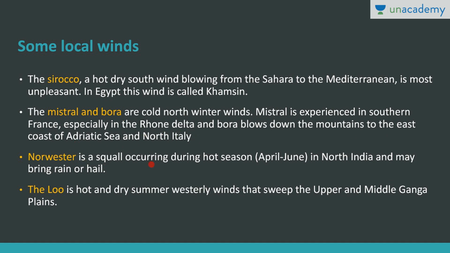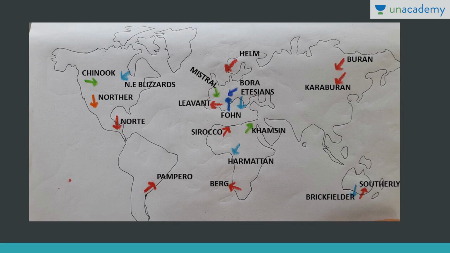Then nor'wester, it actually blows during the hot season in North India, and it also is accompanied by rainfall or hailstones. Similarly, Lu, it is a hot and dry summer westerly wind that is mainly prevalent in the upper and middle Gangetic plains. You can see this one here, Sirocco, right? Then Khamsin, okay, Fohn, Bora, Mistral, Chinook, right? So these are mainly the local winds.